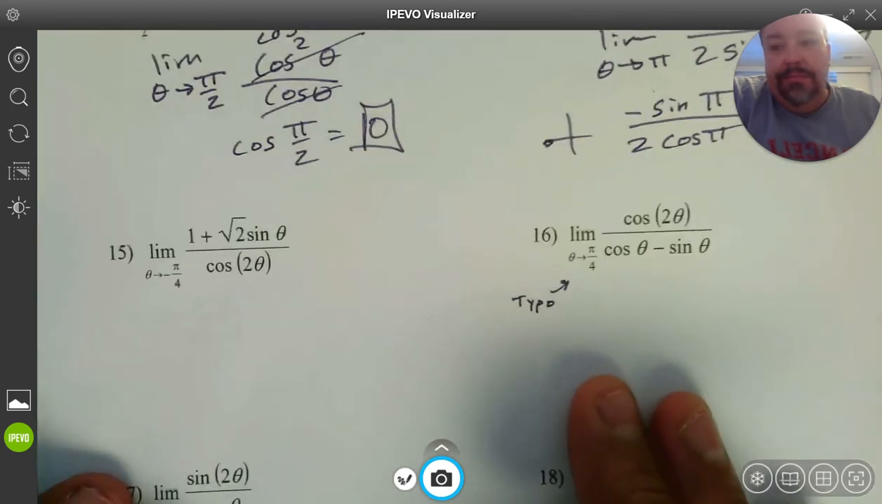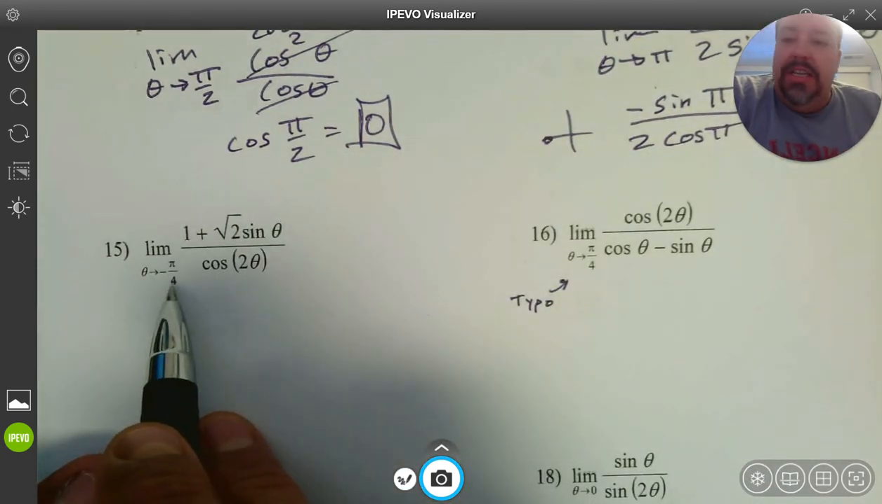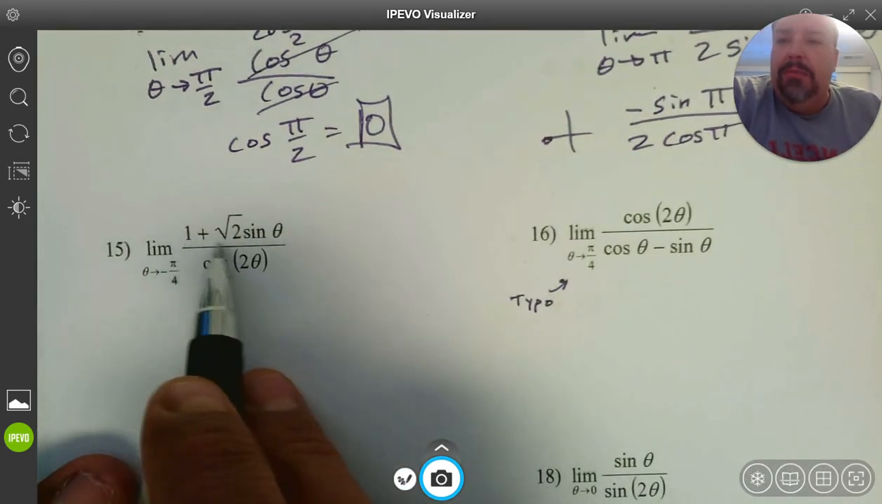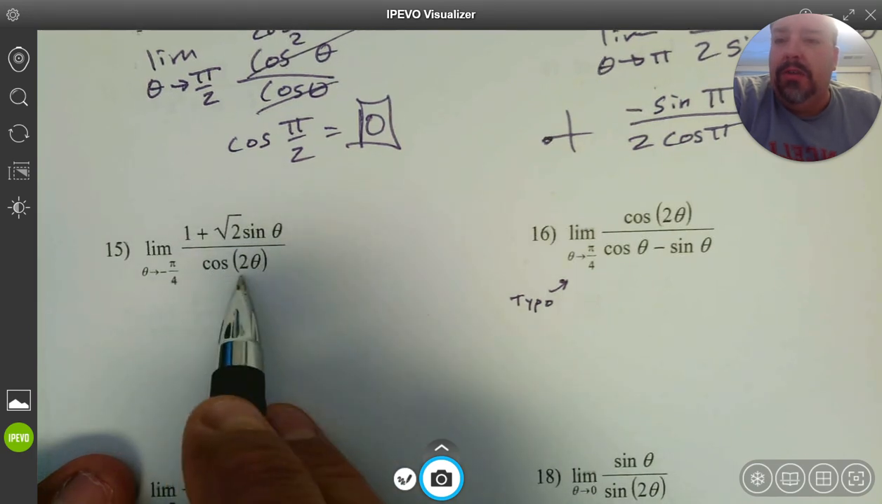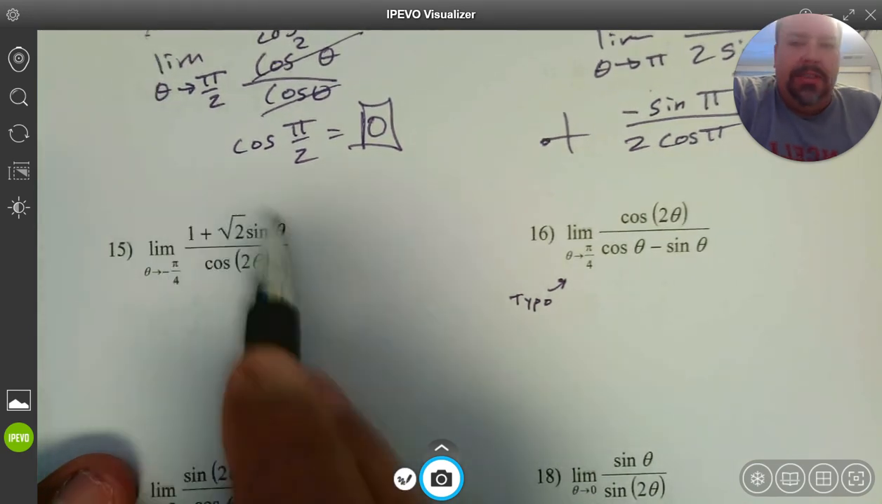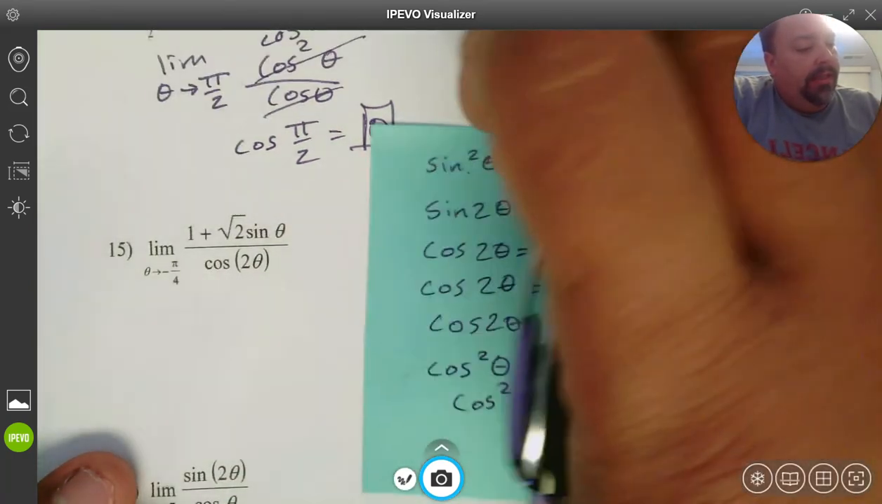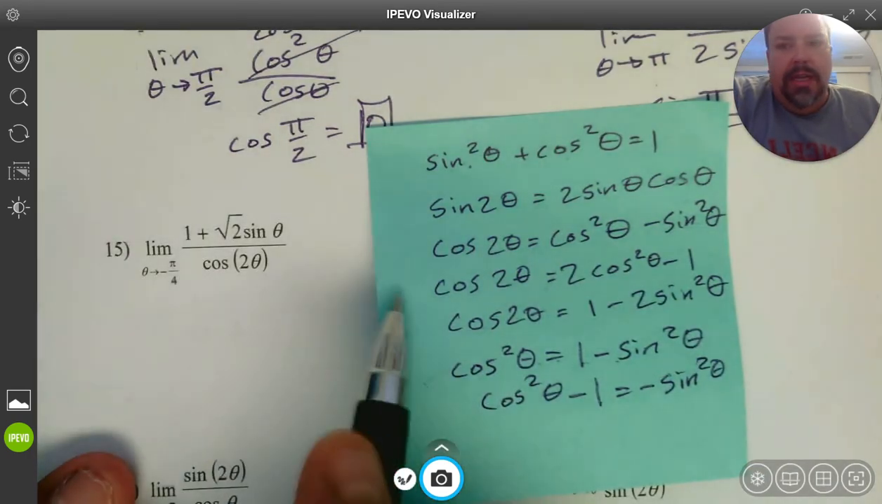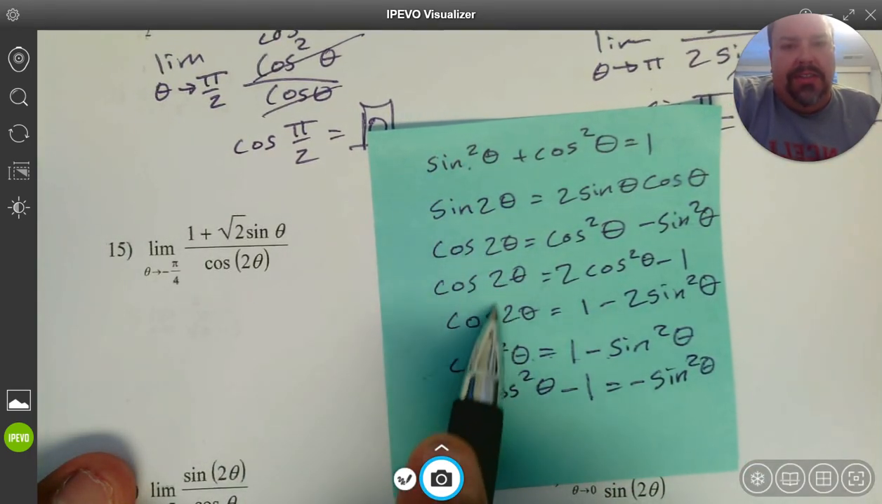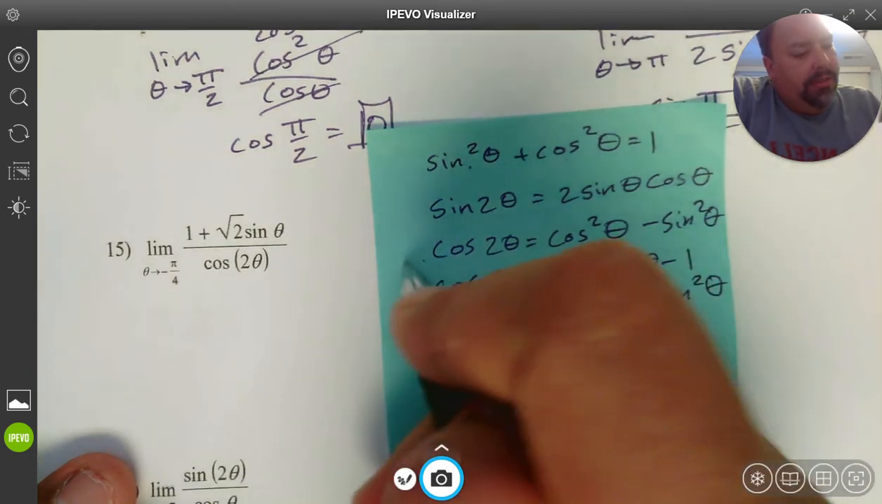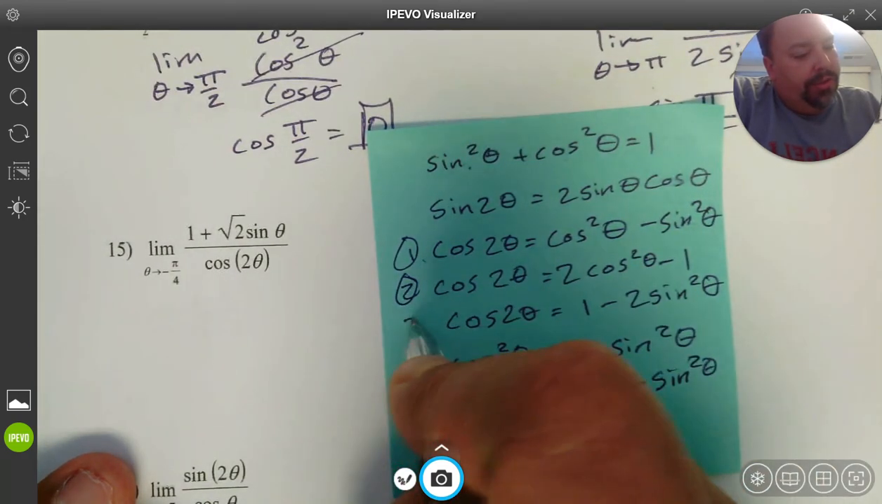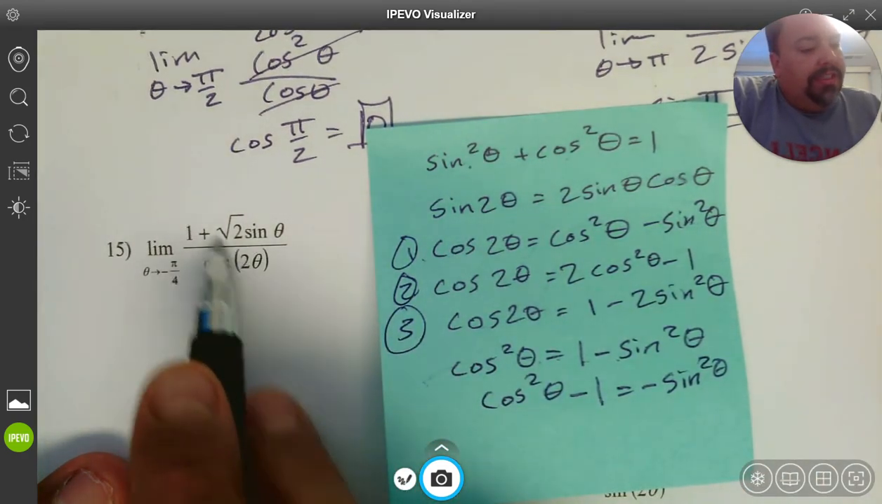Number 15. Theta goes to negative pi over 4 of 1 plus square root of 2 sine theta over cosine 2 theta. So the top might seem a little bit confusing, but let's look at the bottom. We have cosine 2 theta. Here again is my little cheat sheet. If I look at cosine 2 theta, I've got 3 different choices. Choice 1, choice 2, choice 3. Which of these is going to help us here?